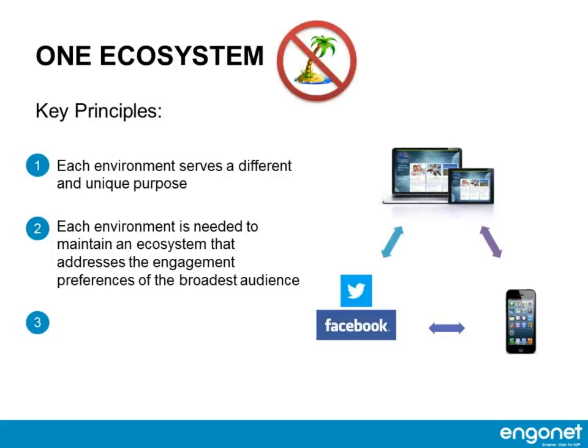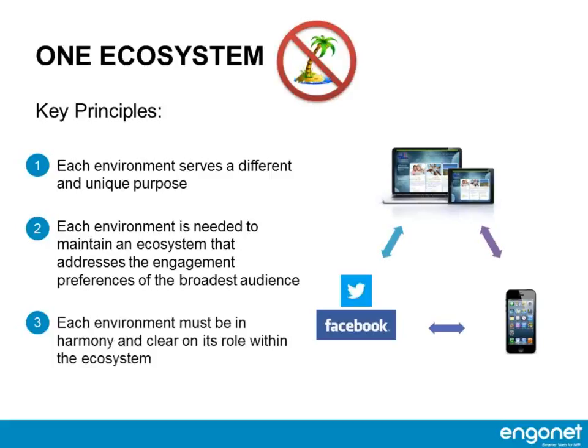You think about those in the later age demographics, yes, you still will send them mail, but they're very comfortable around email and basic web capability. So your ecosystem needs to be able to speak to every person in your audience in a way that they're comfortable with. And finally, each environment must be in harmony, which means that they have to share content and agree with one another in what they're asking people to do, and be clear on their role in the ecosystem.